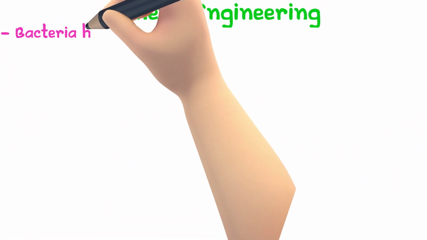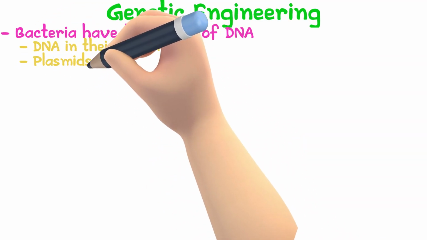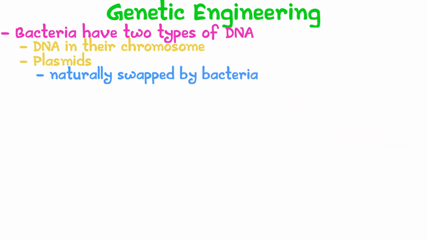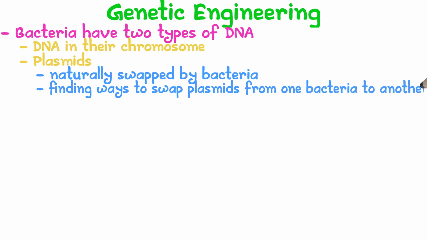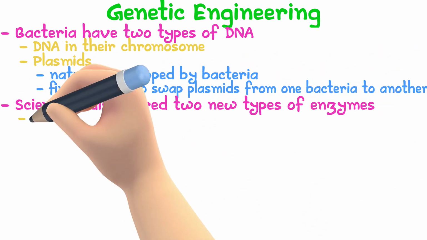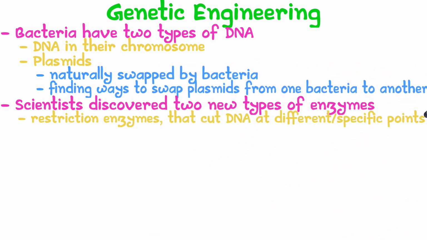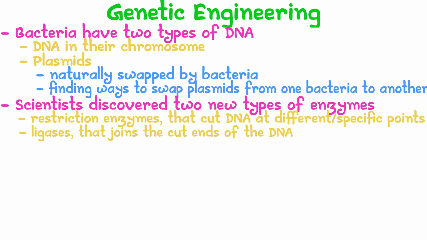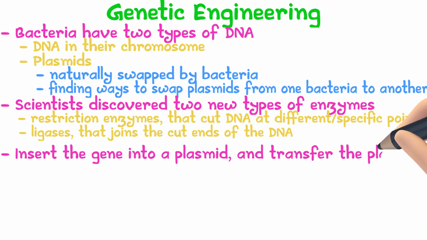Bacteria have two types of DNA: the DNA in their chromosomes and plasmids. Plasmids are naturally swapped by bacteria, so biologists started finding ways to swap plasmids from one bacterium to another. Then scientists discovered two types of enzymes: restriction enzymes that cut DNA at specific points, and ligases that join the cut ends of the DNA molecules. So biologists now could insert the gene into a plasmid and transfer the plasmid to bacteria.